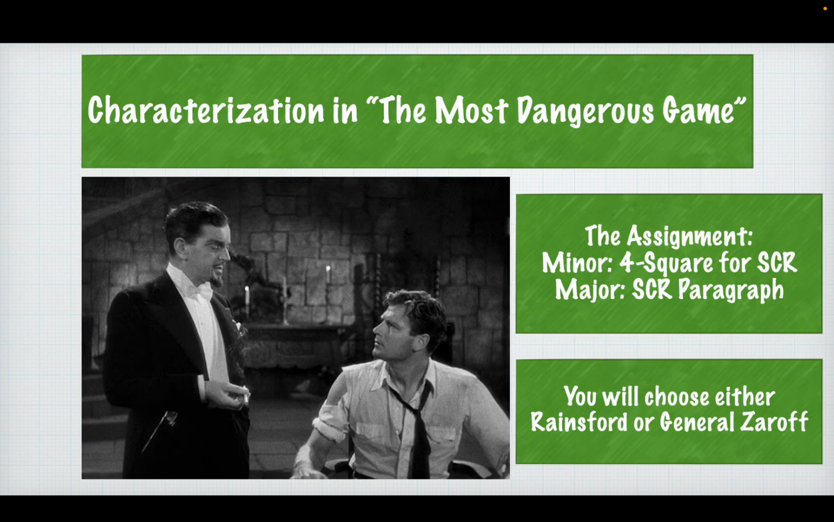Okay, so for our assignment, we're going to be looking at characterization in The Most Dangerous Game. So you'll have 2 assignments for this. You'll get a minor assignment grade for the Foursquare for the SCR. This is like the planning piece. And then the major grade is the SCR paragraph. So you will choose either to write about Rainsford or General Zaroff.